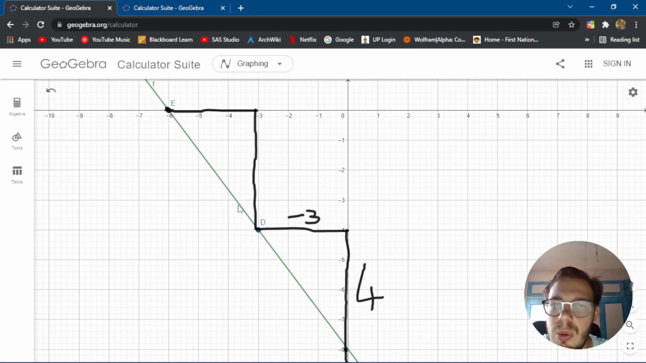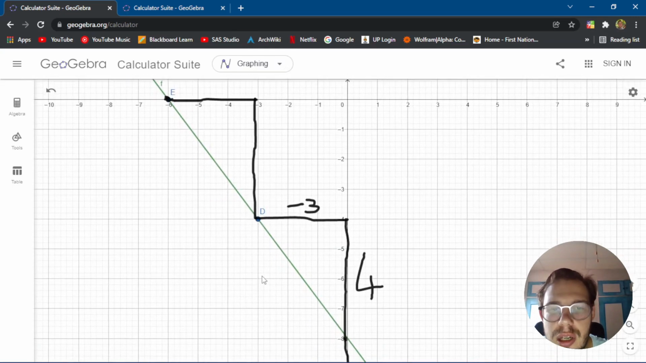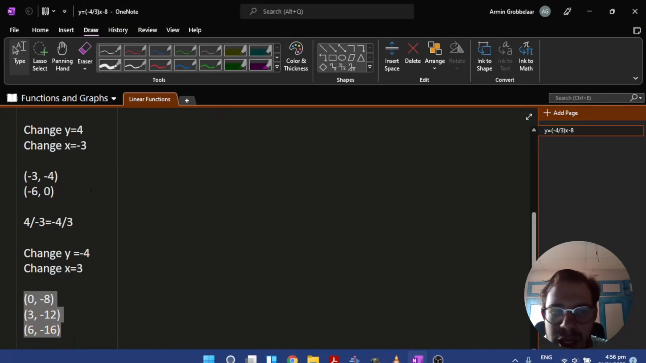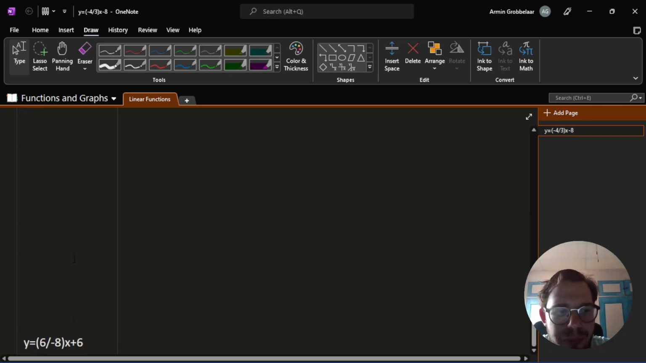You can choose any one. Remember, you only need 3 points to draw this graph, so you can choose any one of these. It doesn't matter where the negative sign goes. So let's go to the second graph.